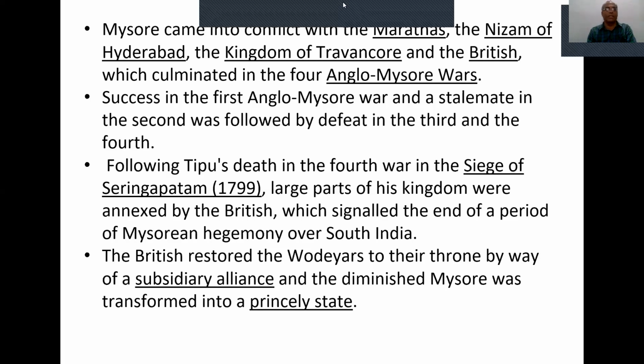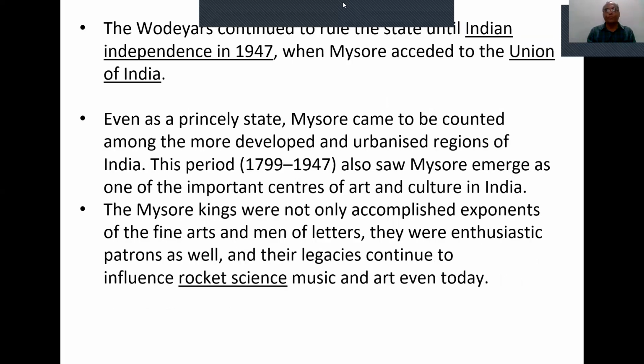So the British restored the Wadiyars to their throne by way of subsidiary alliance. The British had two important policies. One was subsidiary alliance, and the other was the doctrine of lapse. These they have been implementing on all the princely states time and again, whenever it was convenient to them. So the British restored the Wadiyars to their throne by way of subsidiary alliance and diminished Mysore, and Mysore was transformed into a princely state. That is how I have tried to put together all the historical circumstances in which Mysore turns into a princely state.